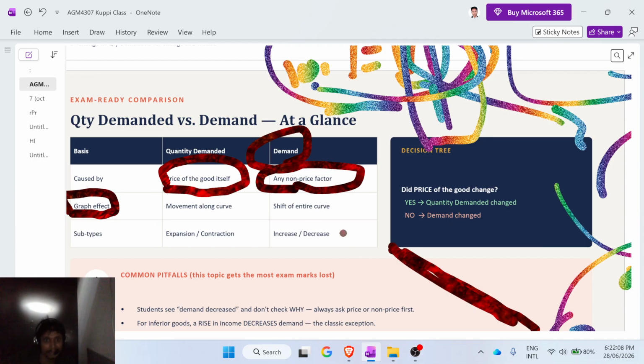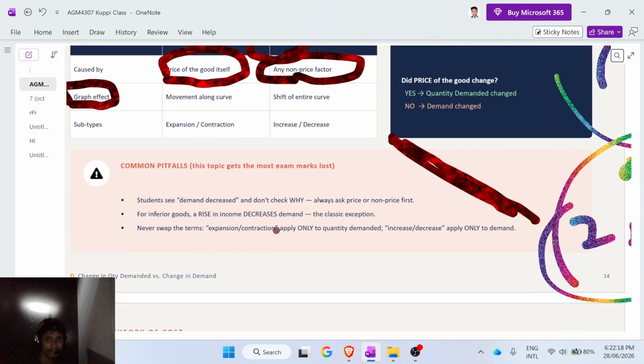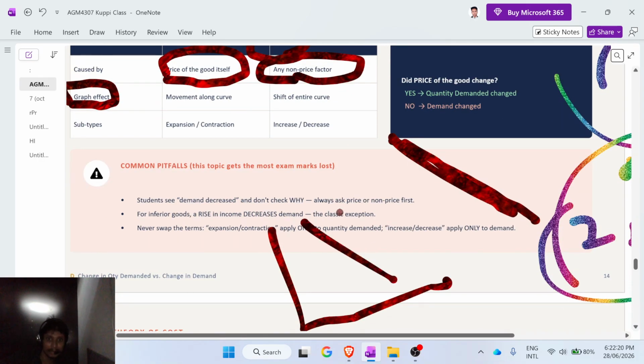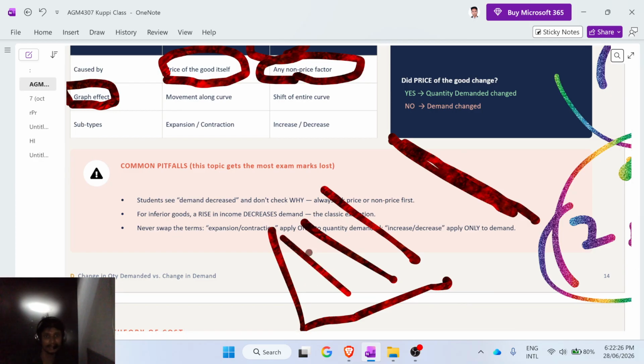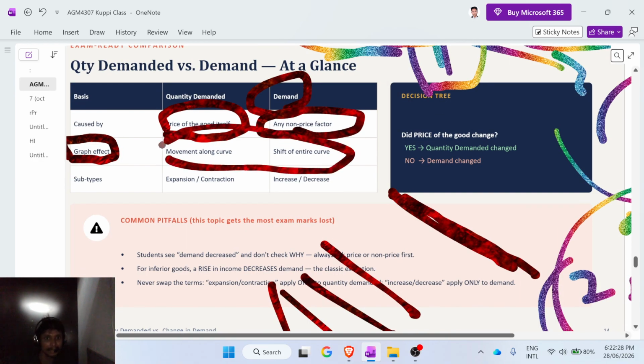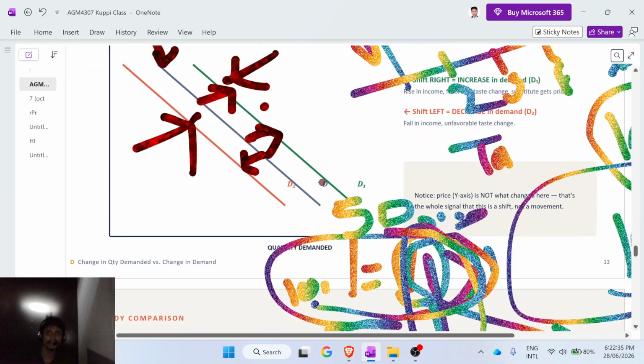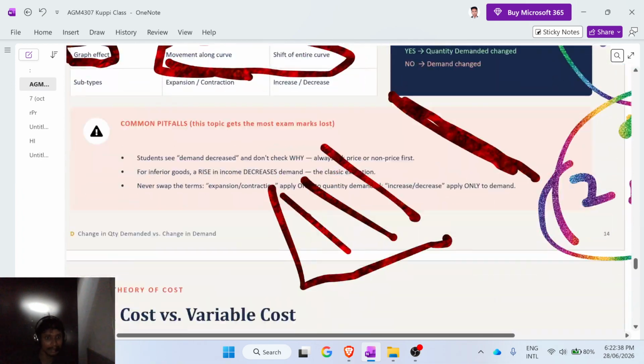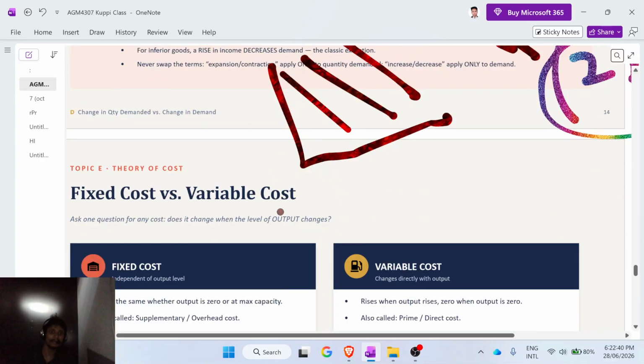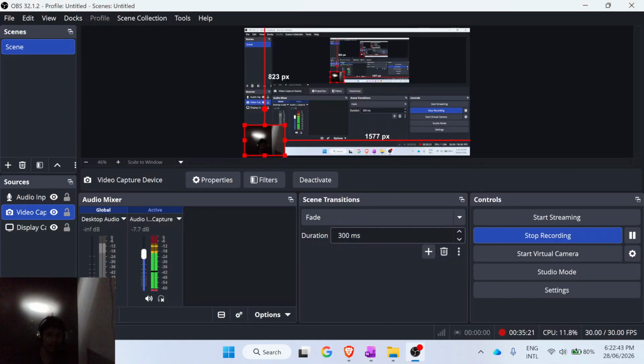The movement will be only on the same line, but in change in demand, the line will shift entirely, which means this line will move entirely to the right side or left side. That is the meaning of this statement. Okay, we have already discussed enough. In the next video we can discuss fixed cost and variable cost. I hope you will understand.